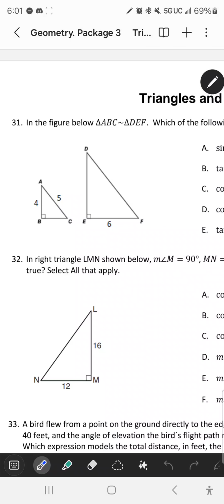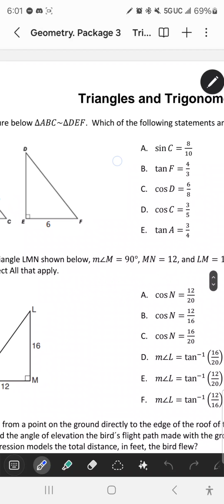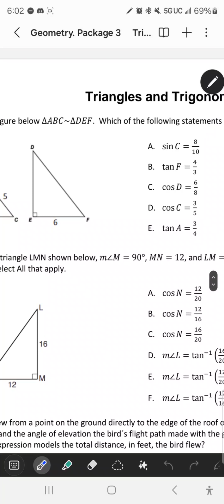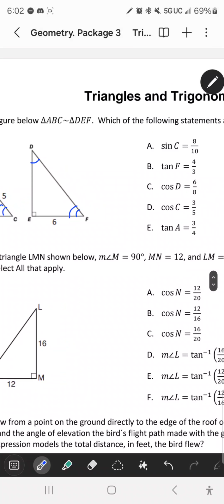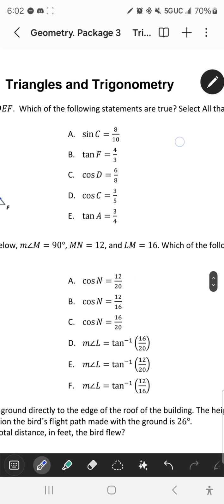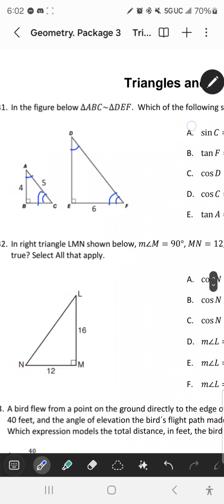It says that these triangles are proportional. So, first of all, what proportional means is that all the angles are equal. So in this case, A will be equal to D, B of course equal to E because they are triangles, and then C will be equal to F. Now, we have the following statements are true. So it also applies.